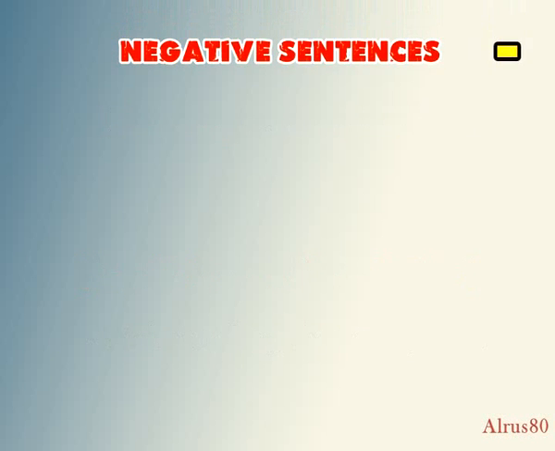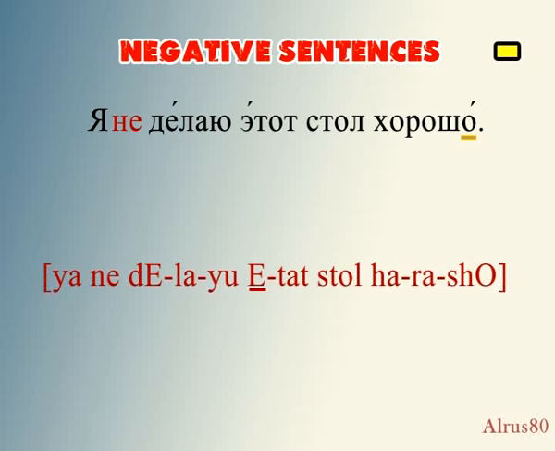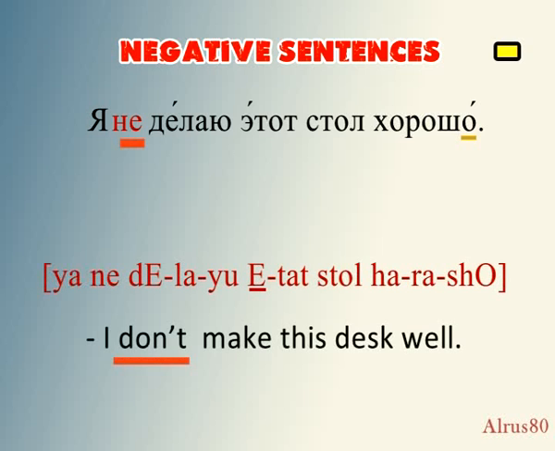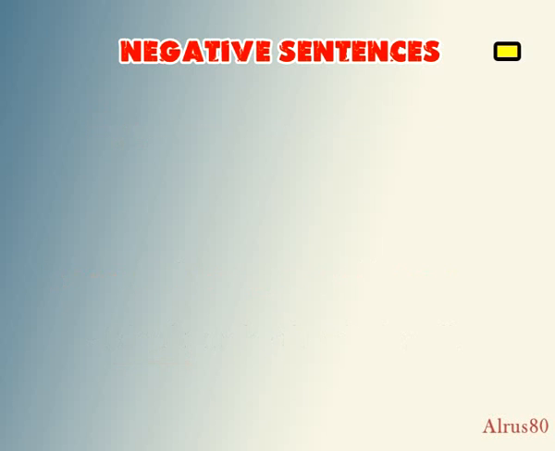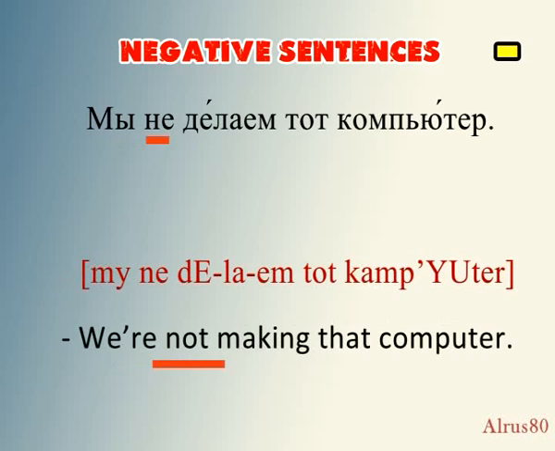Now let's view negative sentences. To deny the action, just put a negative particle «не» in front of a verb. It's quite simple. Я не делаю этот стол хорошо. I don't make this desk well. Мы не делаем тот компьютер. We're not making that computer.